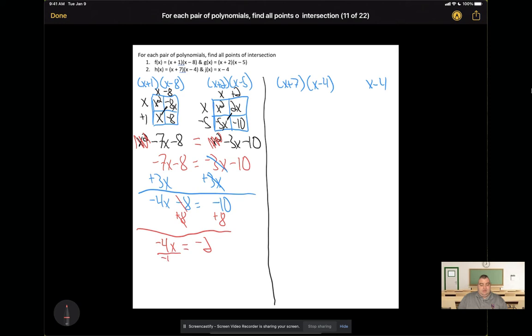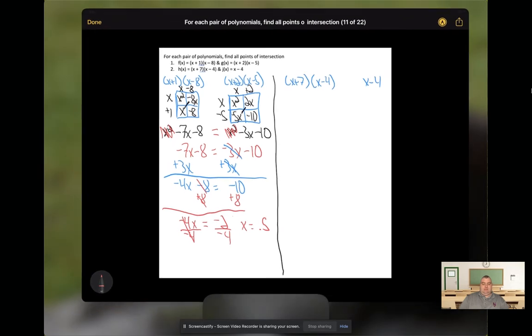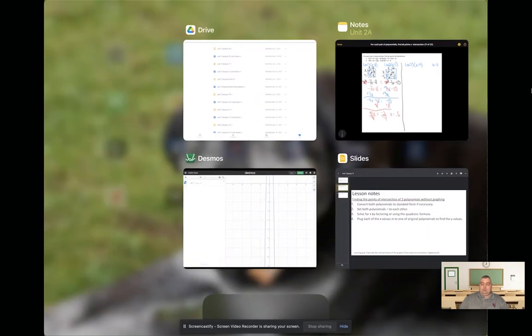And then I can finish it off by dividing both sides by negative 4. So I'll end up with x equals negative 2 divided by negative 4. That's a negative divided by a negative, which I know is positive. So it's going to be x equals positive a half. So x equals 0.5. All right, so I already went ahead and solved for x, and I got x equals 0.5.